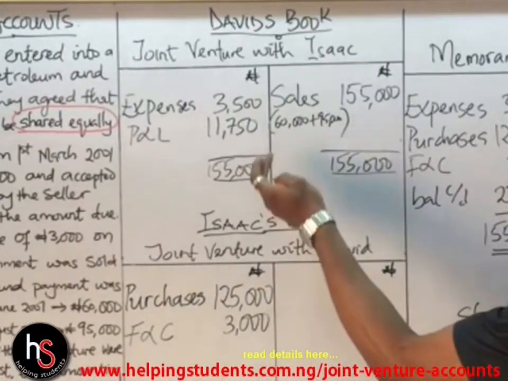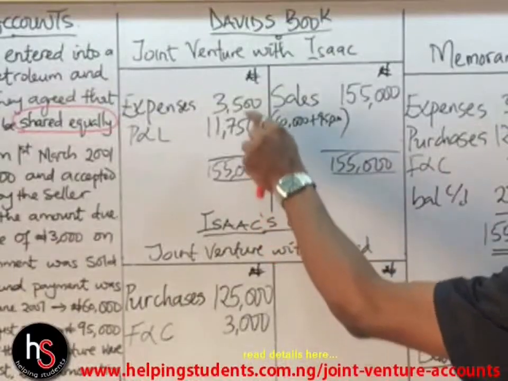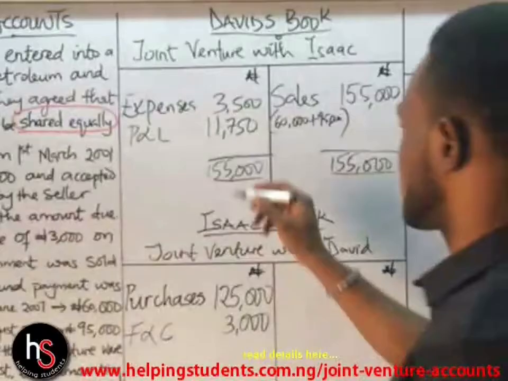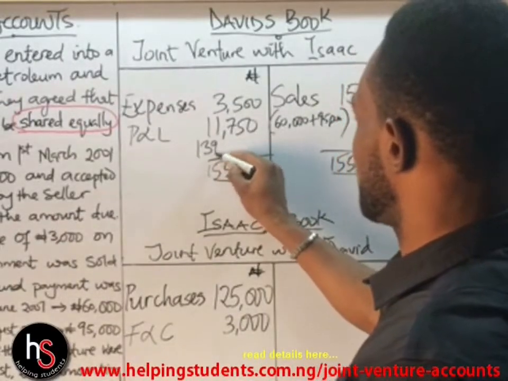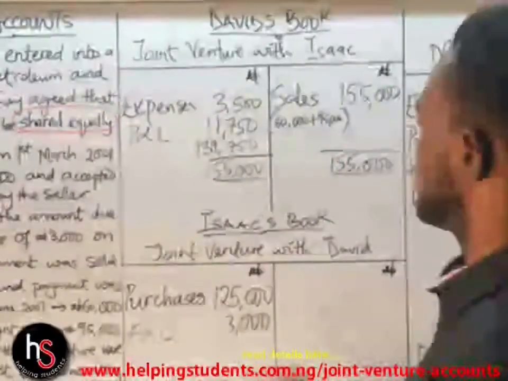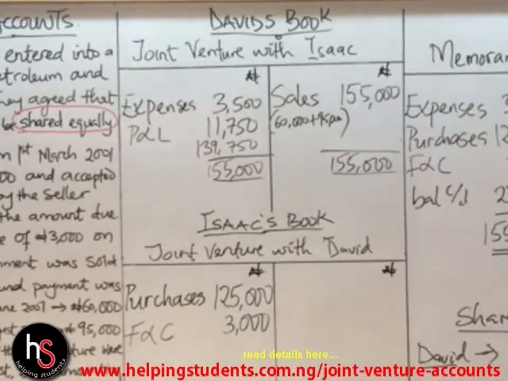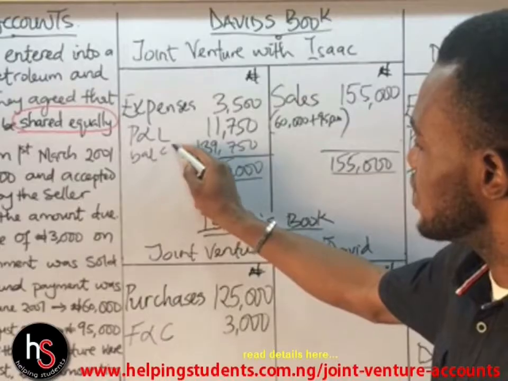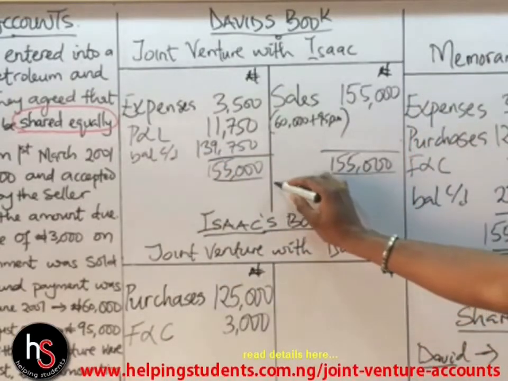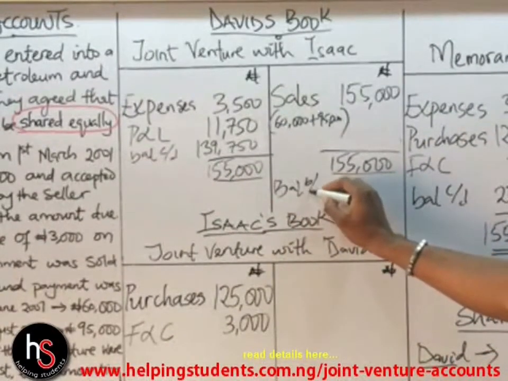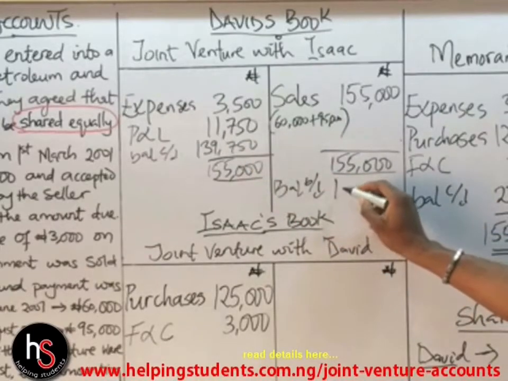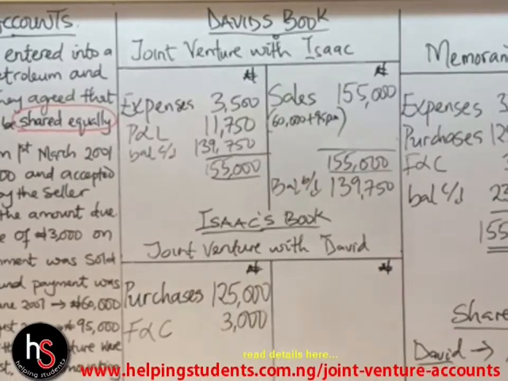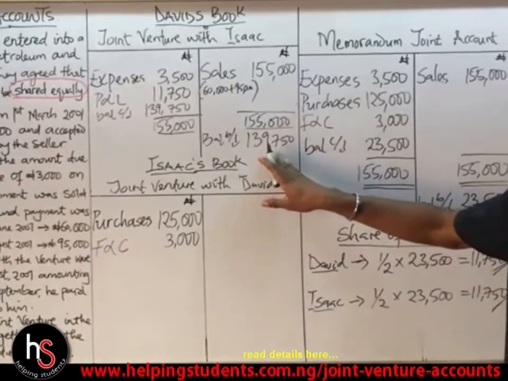Now what is the difference between these two values? 155,000 minus this value gives us 139,750. So this particular value we have here now becomes our balance CD. So it comes down to this place to be our balance BD, which is 139,750. Okay? Now we are done with this.